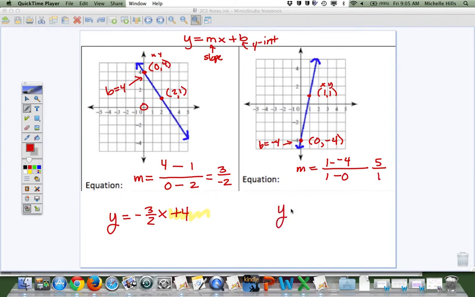My equation starts out with y equals 5x. Don't leave it as 5 over 1. 5 over 1 is just 5. And it crosses the y-axis at -4. So y equals 5x minus 4.